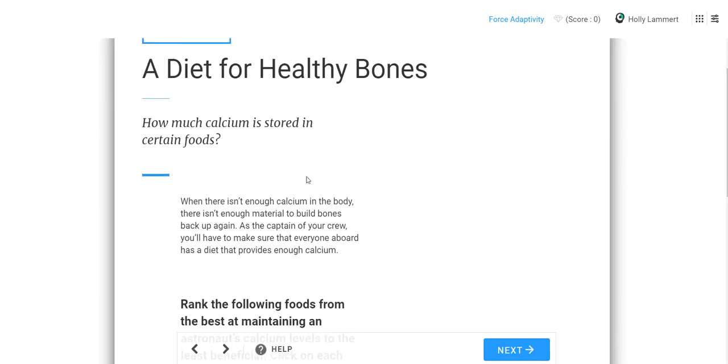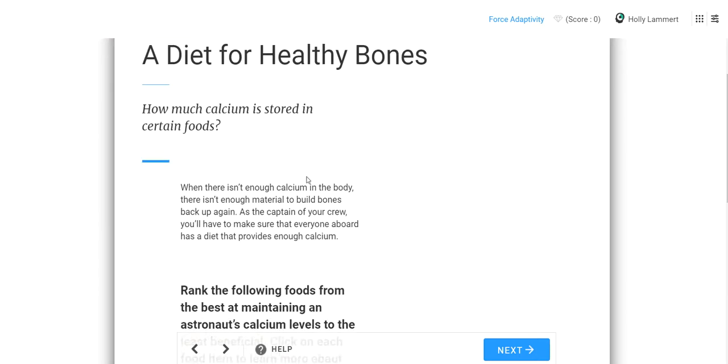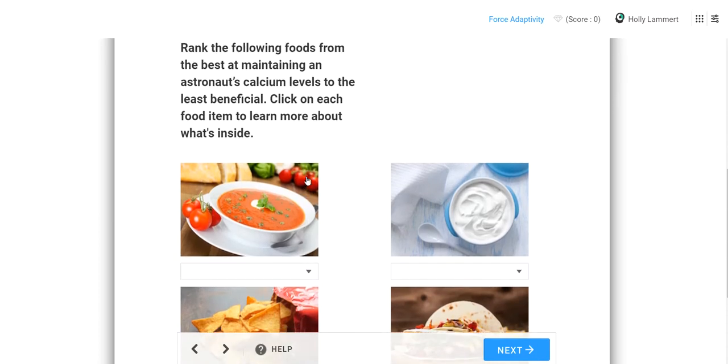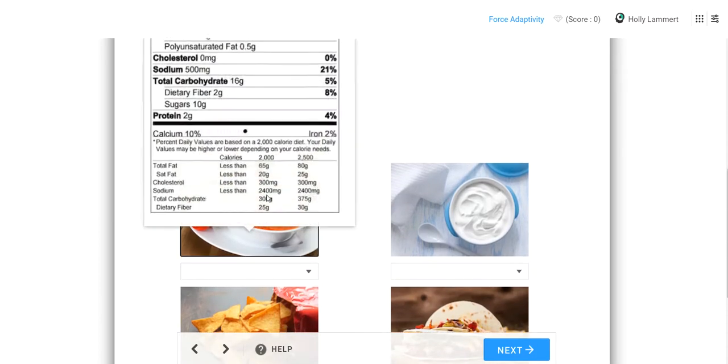A diet for healthy bones. How much calcium is stored in certain foods? When there isn't enough calcium in the body, there isn't enough material to build bones back up again. As the captain of your crew, you'll have to make sure that everybody aboard has a diet rich in calcium. Rank the following foods from the best at maintaining.